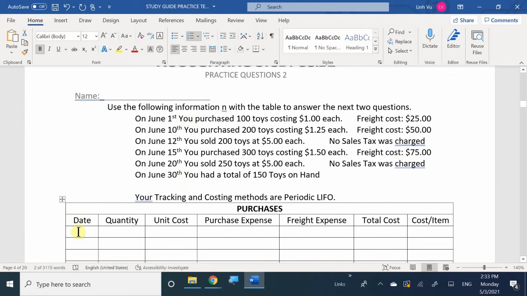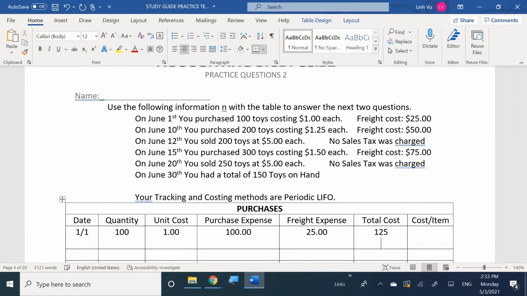So what happened on June 1st? We bought 100 toys at $1, and freight was $25. So what's my purchase price? $100. My total cost? 125. And therefore, what's my cost per item? $1.25. Good.